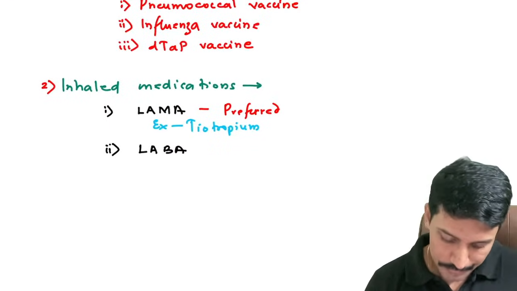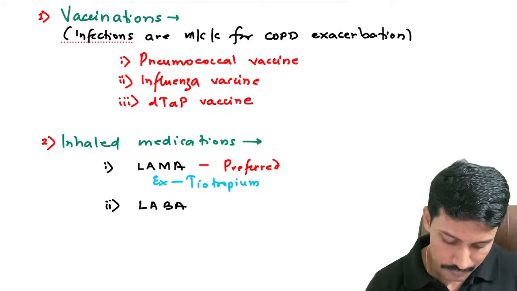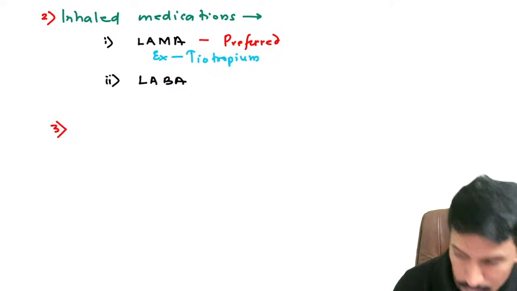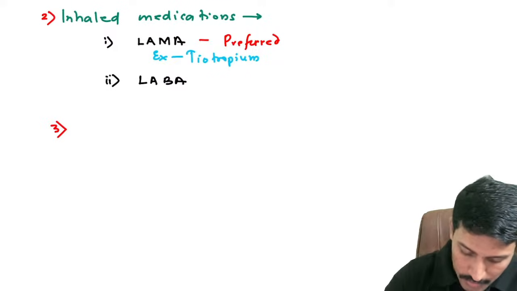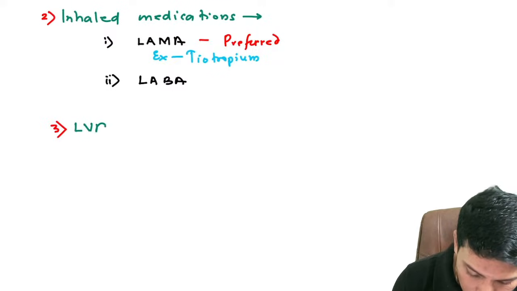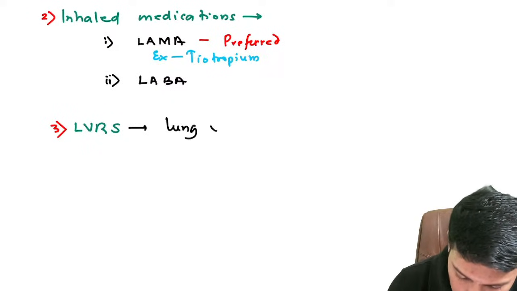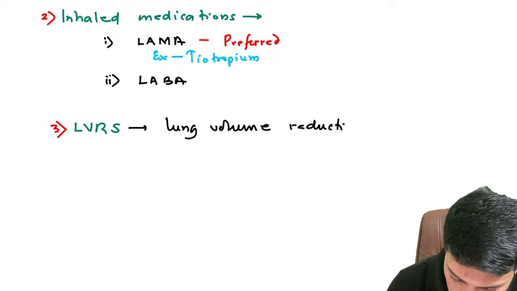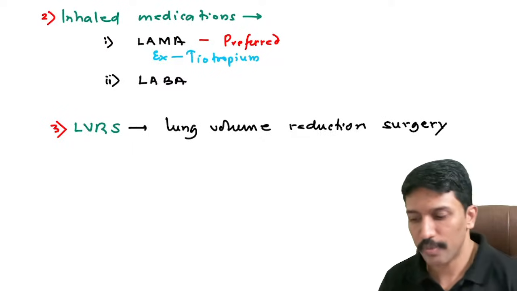Now, apart from these inhaled medications, what else can I do for a COPD patient? So there is a role of LVRS. What LVRS stands for is lung volume reduction surgery. What do you mean by that?